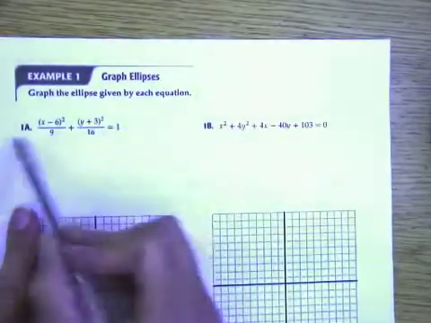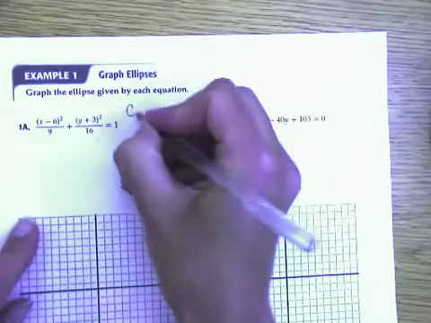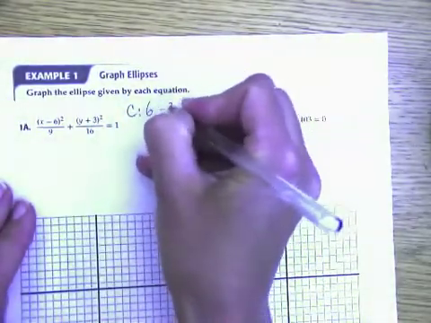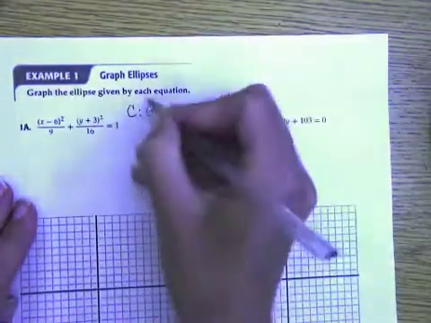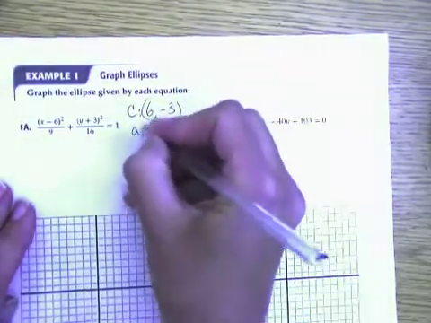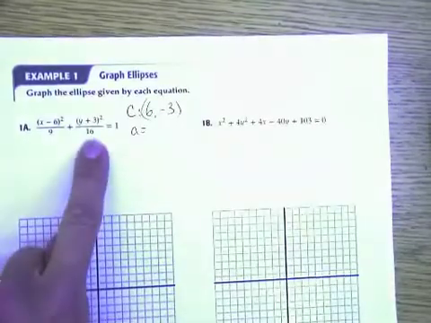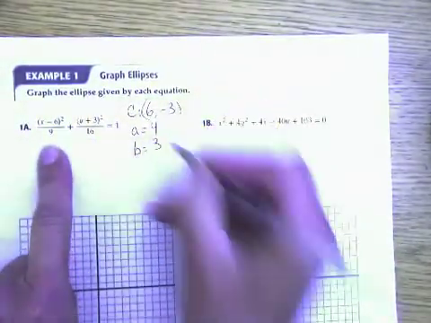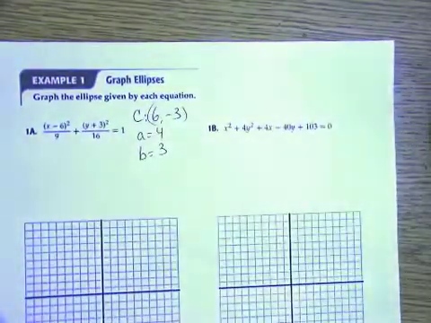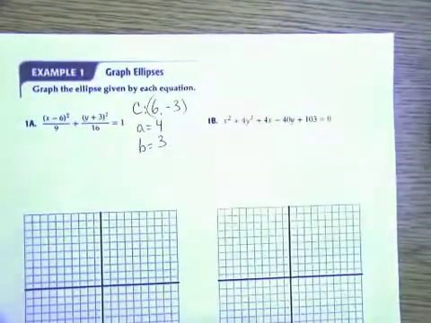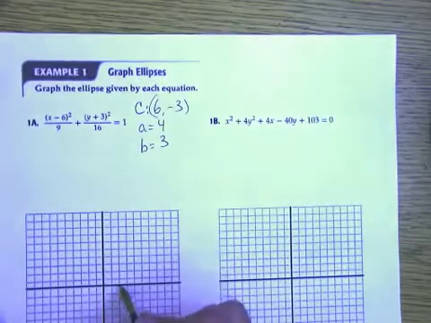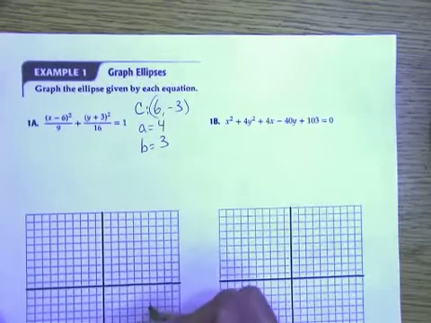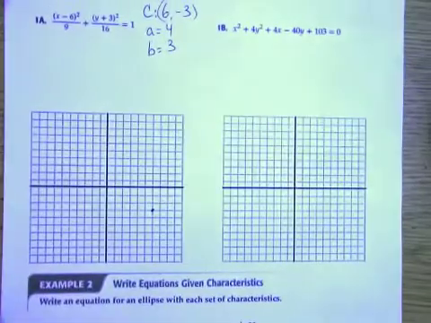Okay. So let's begin. Right away, I'd hope that you'd notice that the center is 6, -3. My A value is 4, and my B value is 3. So what does that mean in the context of the graph? Well, let's plot the center, 6, -3.